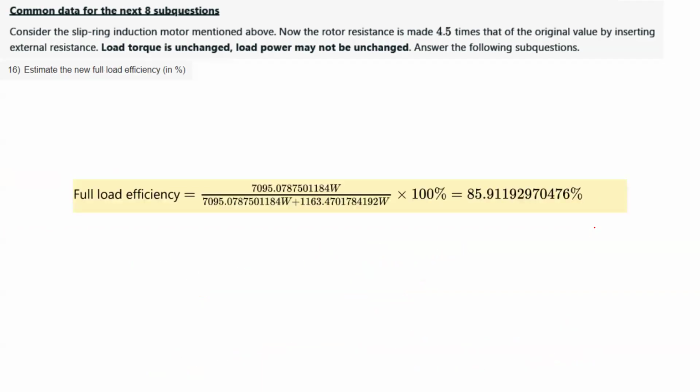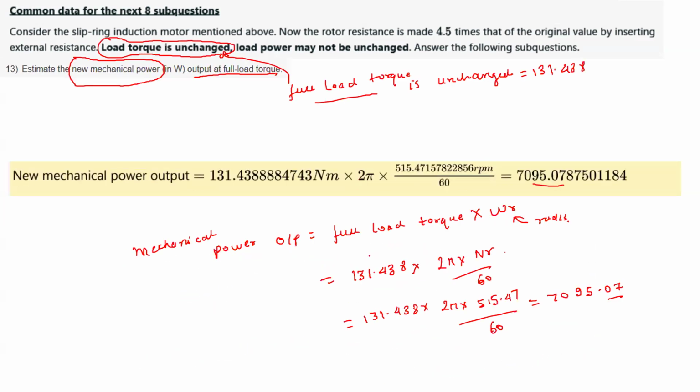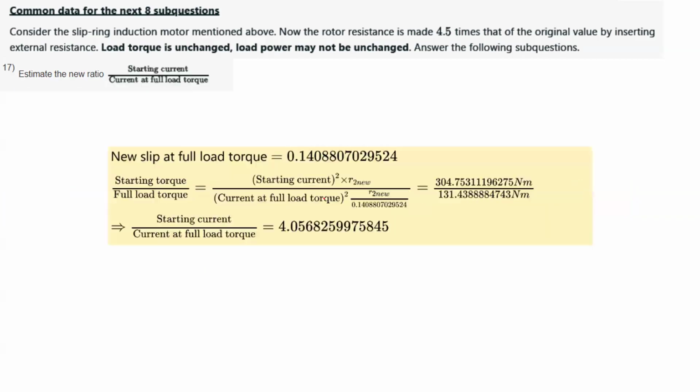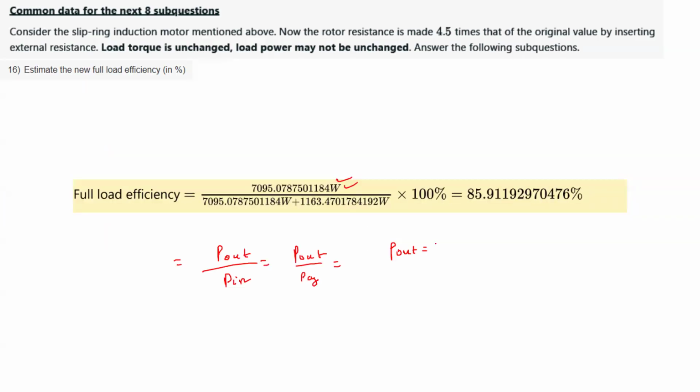Now, in the next question, we have to estimate the full load efficiency. So what is the efficiency? Efficiency is P out by P in, where P in is the air gap power, and P out is the one we have seen earlier, 7095, which we calculated as 2 pi N by 60 into the full load torque. So this is 7095 divided by air gap power.